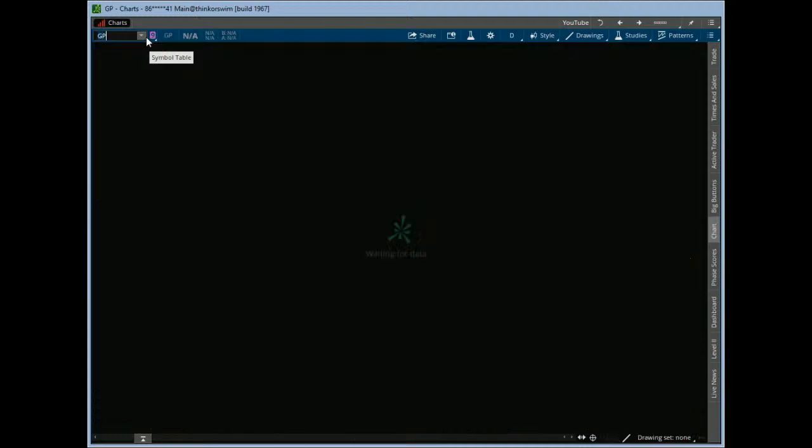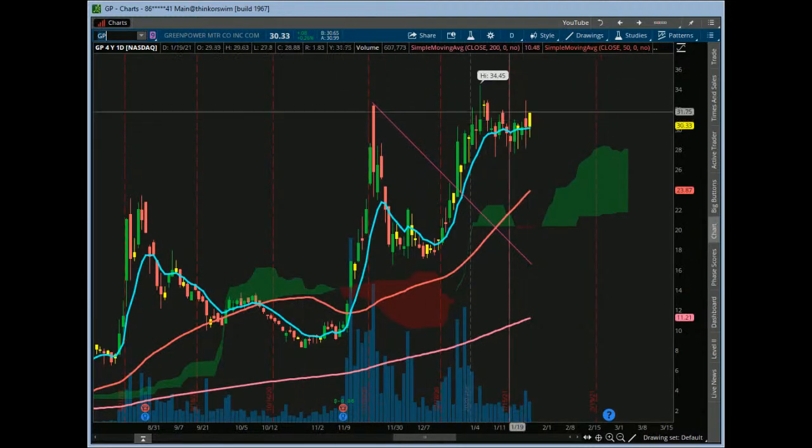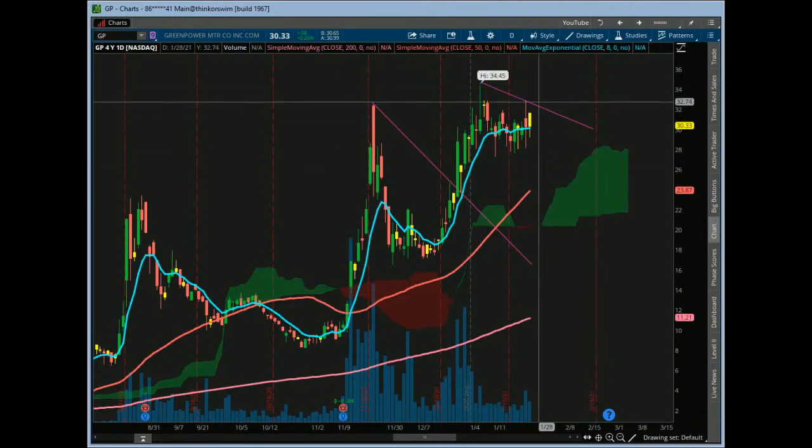Yeah, let's take a look at GP. So GP with an inside day. Again, let's see if it can push above these levels right here, and if it decides to work its way up a little bit farther there.